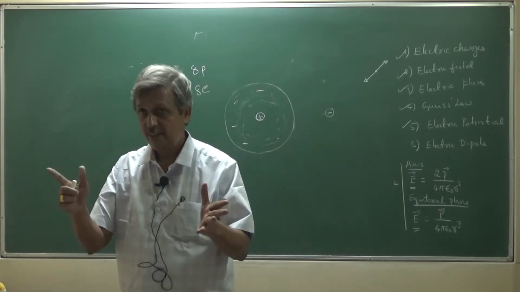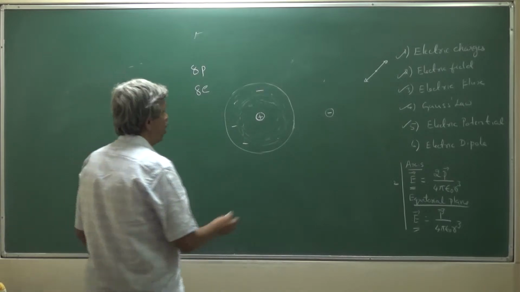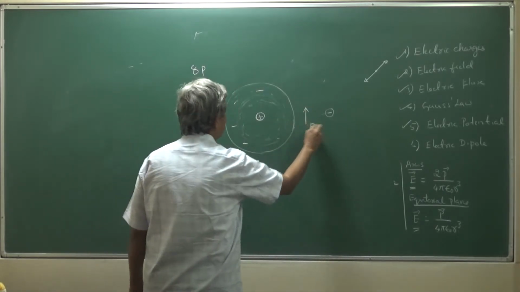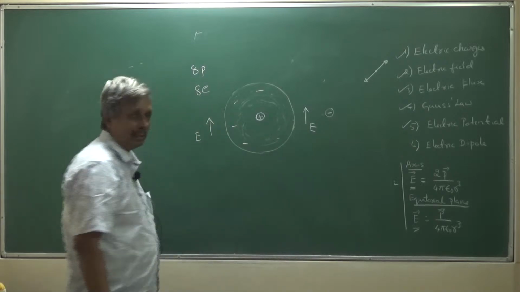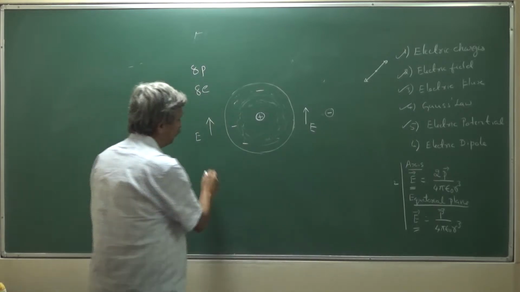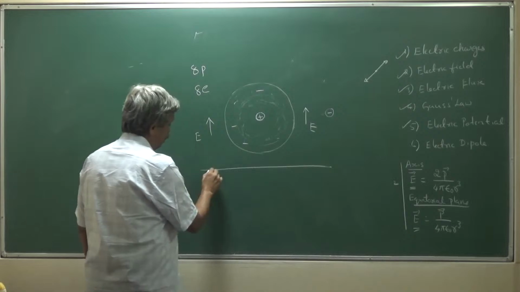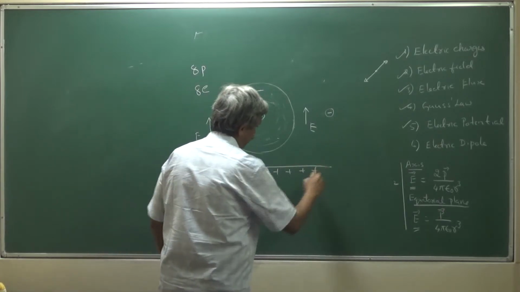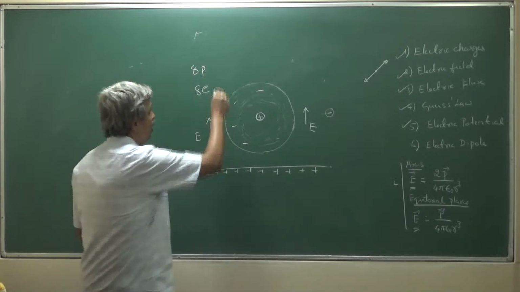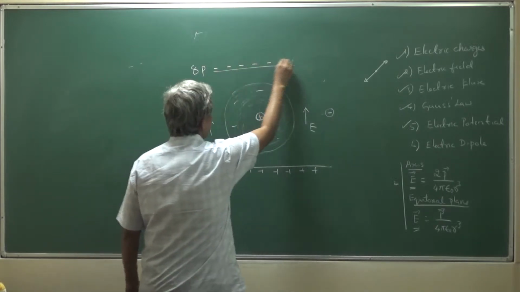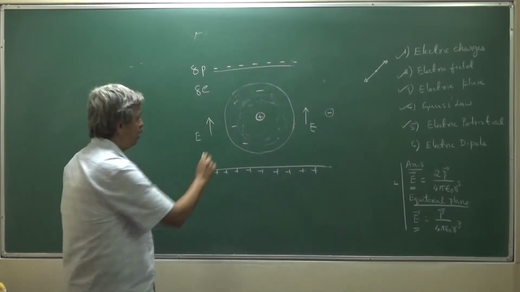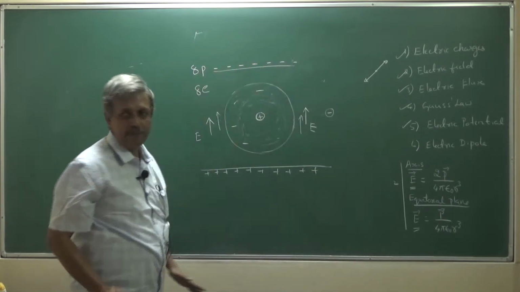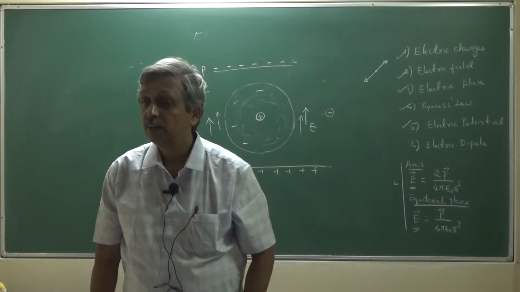However, let us say I am going to apply a certain electric field. What is the meaning of applying an electric field? I am going to put one plate with a lot of positive charges, and another plate here with a lot of negative charges. Now the field goes from positive to negative, so there will be an electric field everywhere. So now what happens?